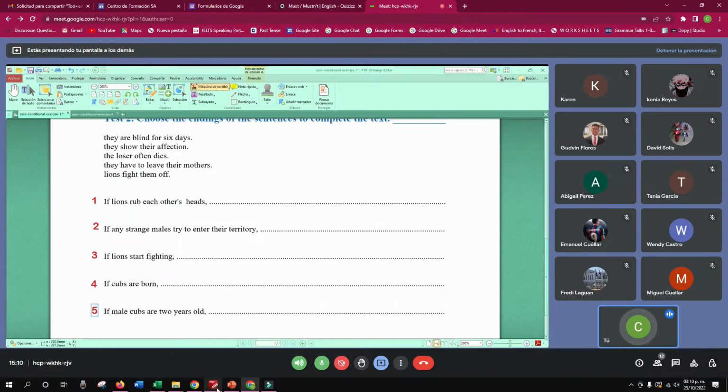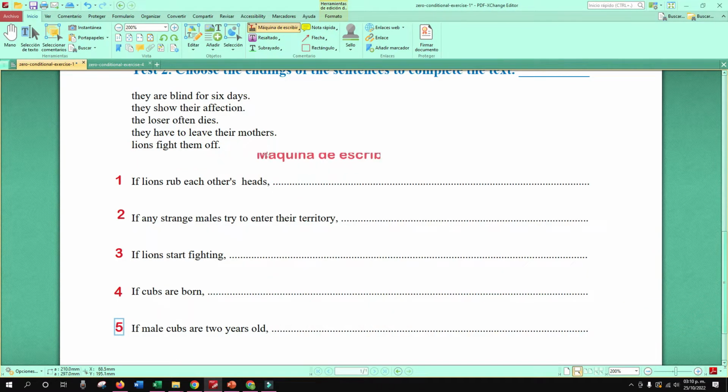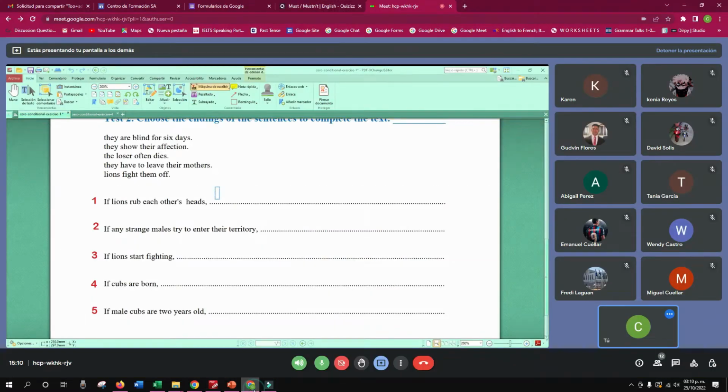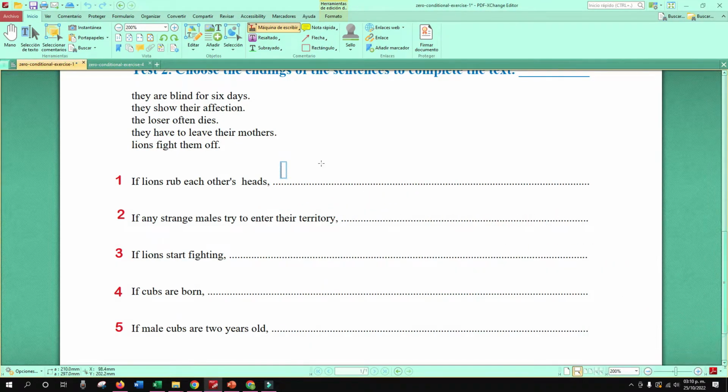Okay, guys, let's try to answer those sentences. So, who wants to do the number 1? There you have. If lions rub each other's head, which will be the answer here? ¿Algún voluntario? ¿O prefieren que asigne? Me, teacher. Okay, Mr. Goodwin, thank you. Tell me.